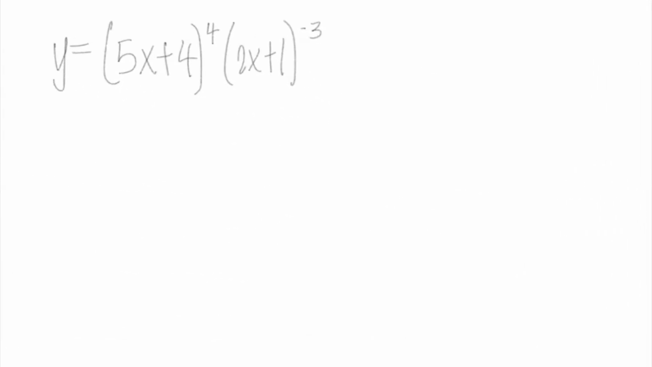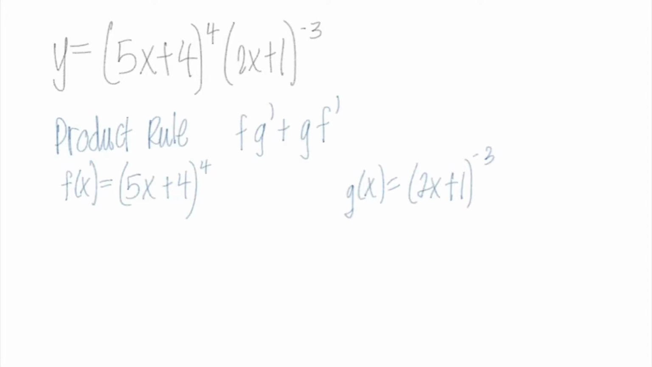We're going to take the derivative of this function, 5x plus 4 to the fourth times 2x plus 1 to the negative third power. So what we have going on is a product rule. Just write the formula for that product rule, f times g prime plus g times f prime. My f of x is 5x plus 4 to the fourth, and my g of x is 2x plus 1 to the negative 3 power.